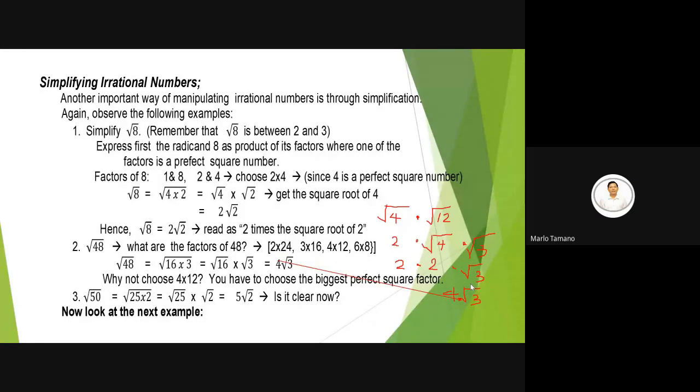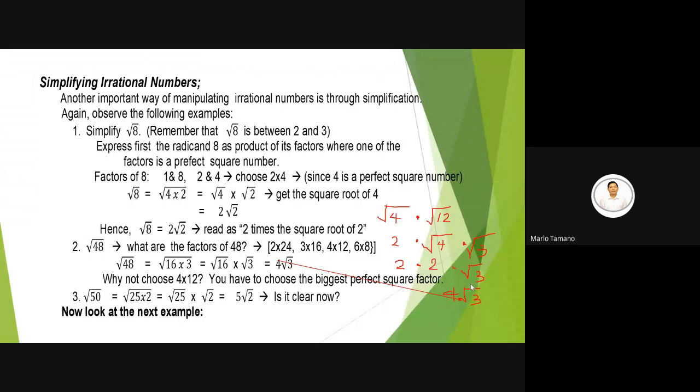Okay. So next we have simplifying. Aside from what we did, estimating the square root of these irrational numbers, we have another way: we are going to simplify the irrational numbers. Another important way of manipulating irrational numbers is through simplification.